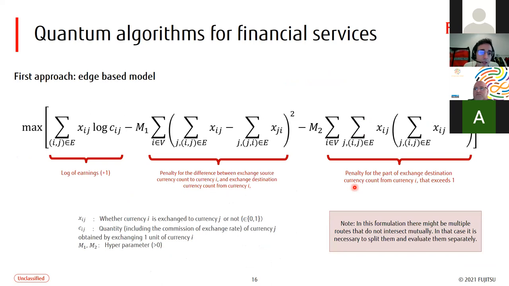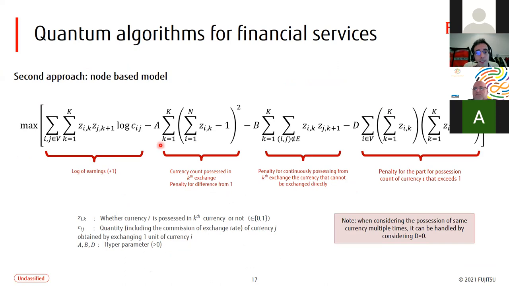So in the second approach, what we need to assess is a node-based model. Okay, in this node-based model, instead of having the edges of the graph as the binary variables, what we have is the nodes, okay? So in this case, we can see that we are multiplying several nodes to get the profit, and we have several constraints. So the first of all is that we cannot go from one currency to another several times, okay? So if we are changing dollars to euros in the first movement, we cannot do the same in the second or the third movement, okay? So we cannot select several times the same currency.